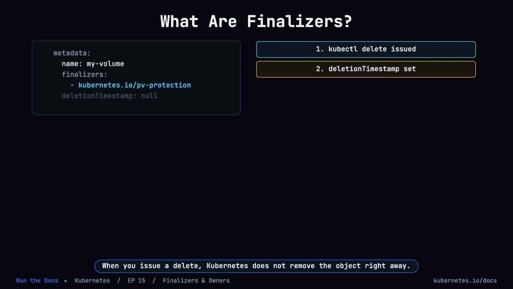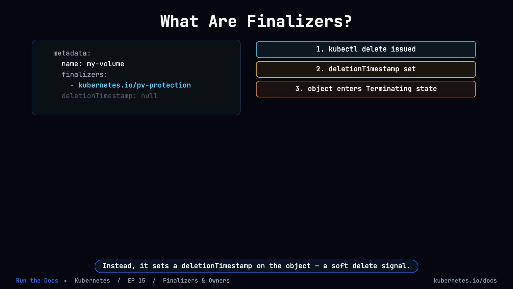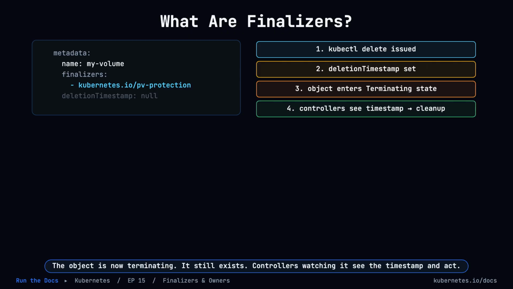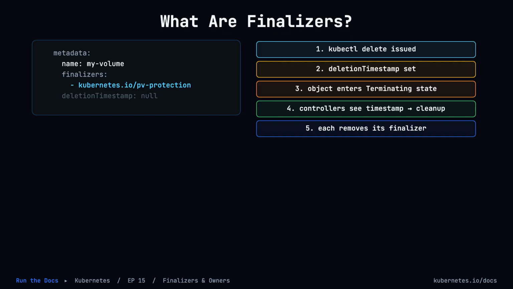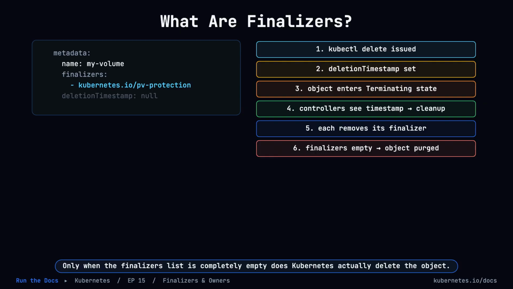When you issue a delete, Kubernetes does not remove the object right away. Instead, it sets a deletion timestamp on the object, a soft delete signal. The object is now terminating, it still exists. Controllers watching it see the timestamp and act. Each controller removes its own finalizer once its cleanup work is done. Only when the finalizers list is completely empty does Kubernetes actually delete the object.